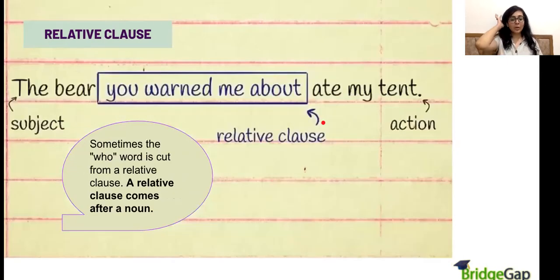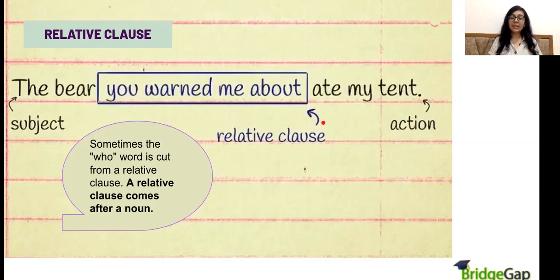As you can see, one more example, the word who is cut from a relative clause. It's not necessary that it will have it every time, but now as you can see, the bear you warned me about. So again, it has a noun. What? Bear. You warned me about. Instead of saying the bear who ate my tent or something, the bear you warned me about ate me. So it can be replaced with some other set of words as well.